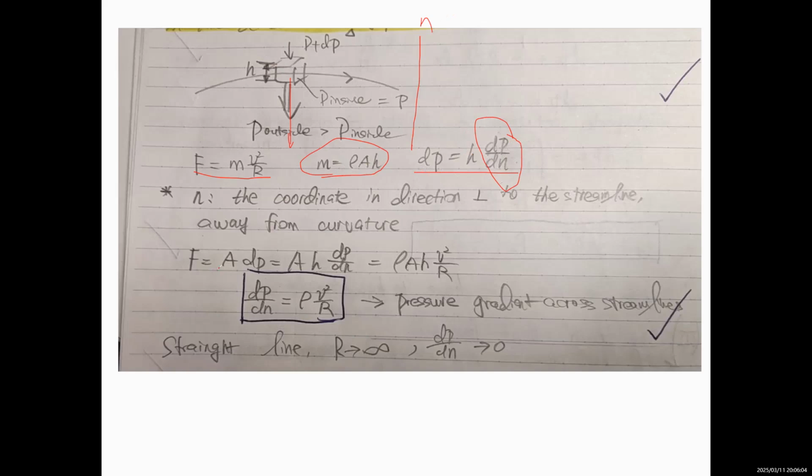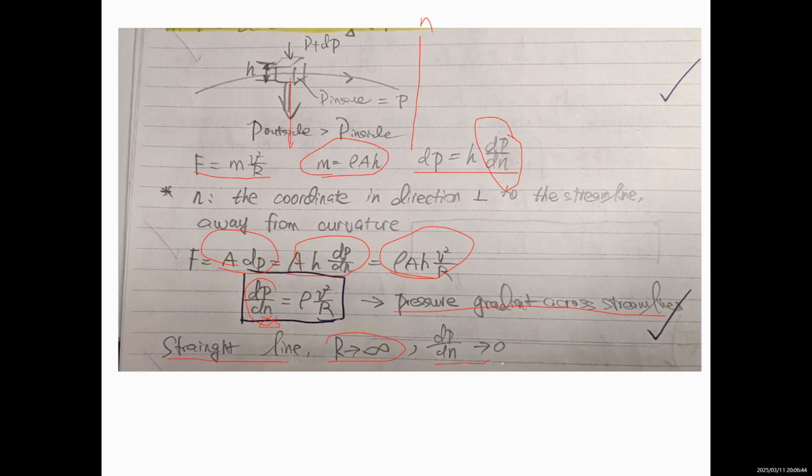Similarly, you can use two ways of expressing force. The first one is pressure difference times cross-sectional area, and the second one is using Newton's second law. And finally, you'll get that the pressure gradient is equal to rho times v squared over r. So you have got the equation for the pressure gradient across streamlines, and as you can see, for straight lines, as r tends to infinity, the pressure gradient is equal to 0.